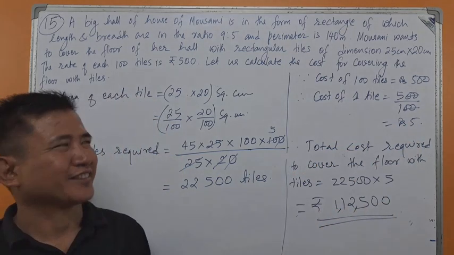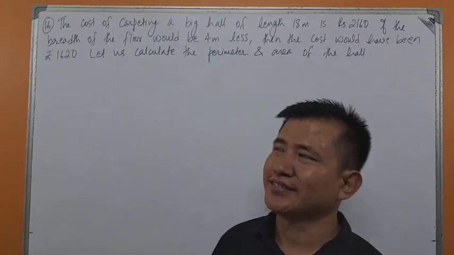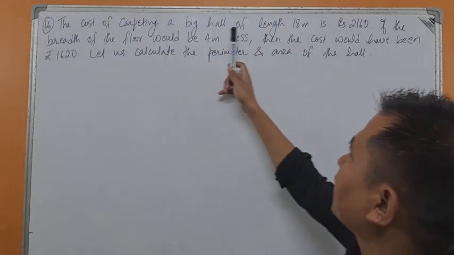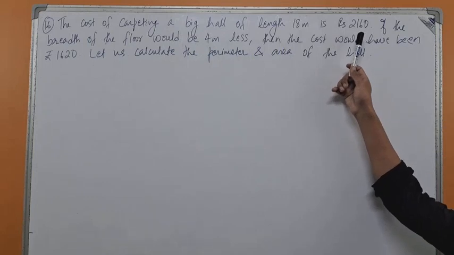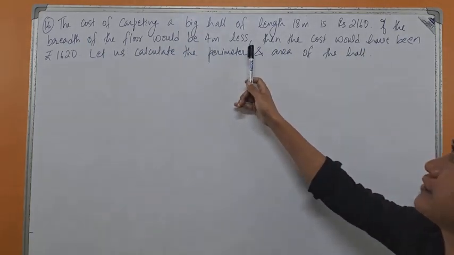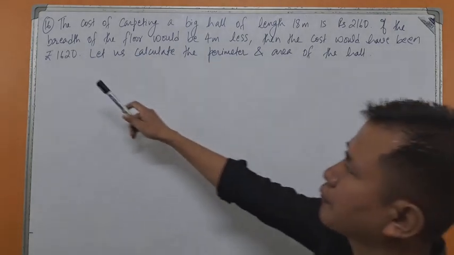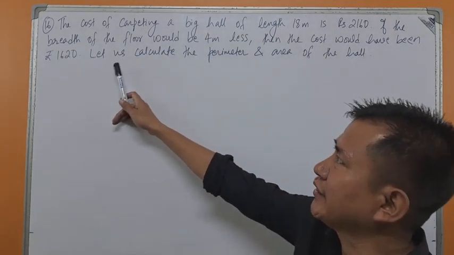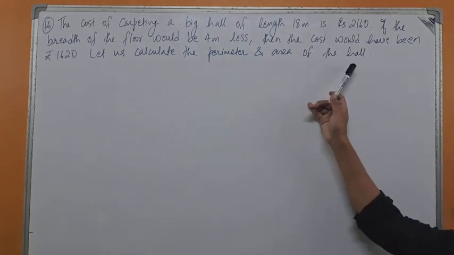Okay, I hope you got this. Question number 16. The cost of carpeting a big hall of length 18 meter is rupees 2,160. If the breadth of the floor would be 4 meters less, then the cost would have been rupees 1,620. Let us calculate the perimeter and area of the hall.